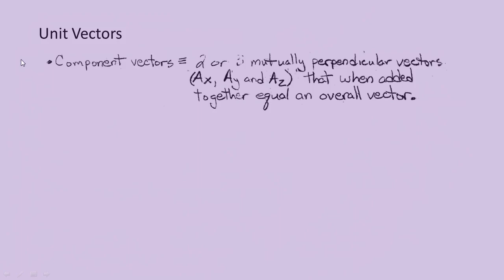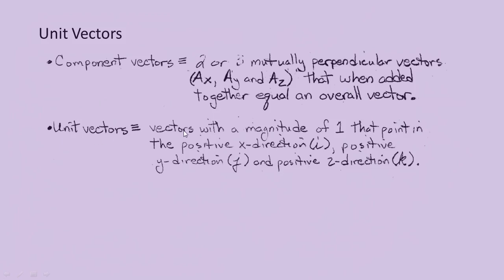So let's learn about unit vectors. And again, what we've covered so far has been basic review and is really a setup for unit vectors. First, let's start with some definitions. We have component vectors. These are defined as two or three mutually perpendicular vectors with magnitude a sub x, a sub y, and a sub z that when added together equal an overall vector.